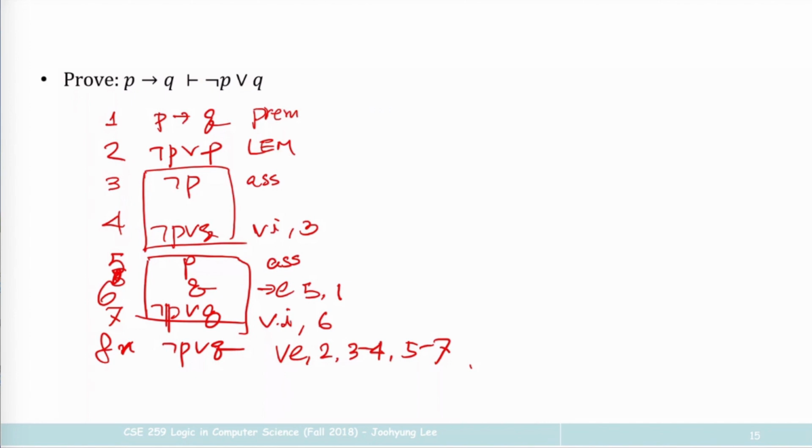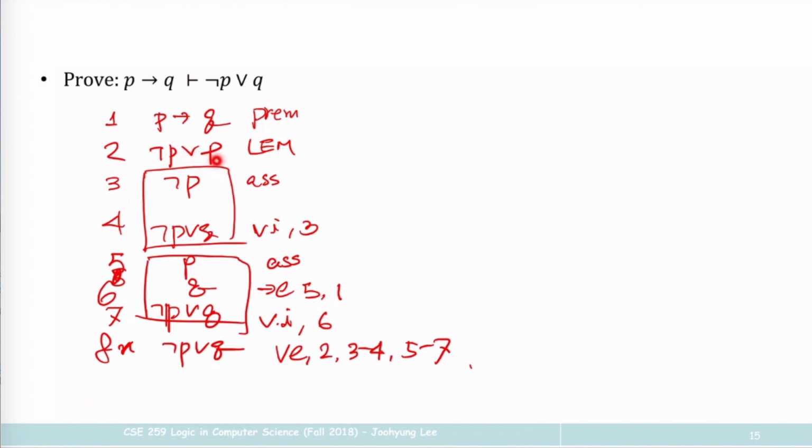Okay, so let me read from the beginning to the end now. In the beginning I said P implies Q is true. That's the premise. I know not P or P is true. Okay? If I know not P, then I can derive not P or Q easily, just using or introduction, right? Are we together?